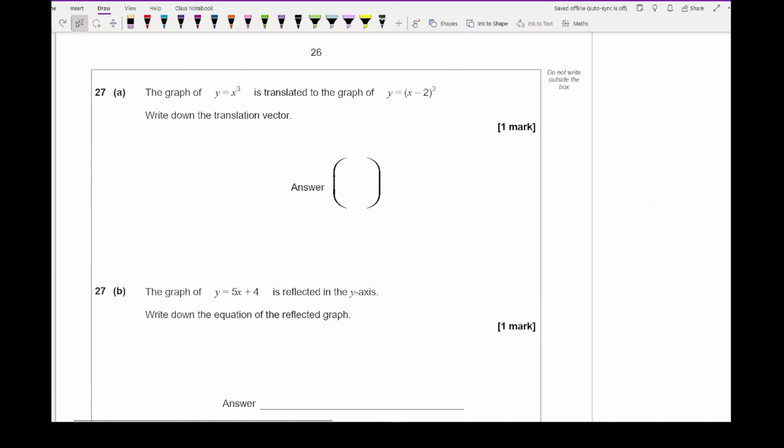Now moving on to our last question, question 27.8. It says the graph of y equals x cubed is translated to the graph of y equals (x plus 2) cubed. Write down the translation vector. So for this, what we notice is that this has been shifted 2 squares to the right in that direction there. So to describe that as a translation vector, it's going to be 2 and 0 vertical movement.